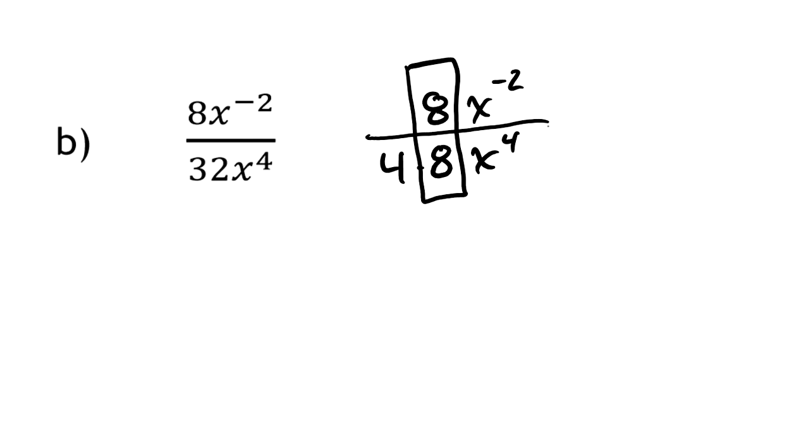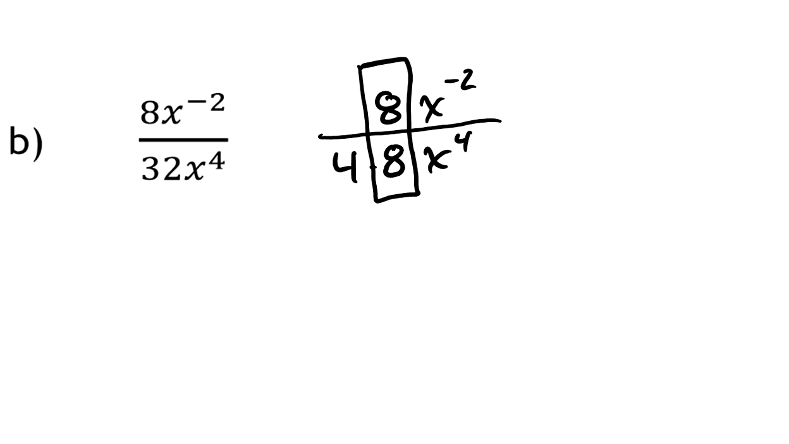What I want to do now is neutralize this negative exponent. And to do that, remember, I'm going to hit this negative exponent in the numerator with the exact same positive exponent. So instead of x to the negative second, I'm going to multiply it by x to the second.